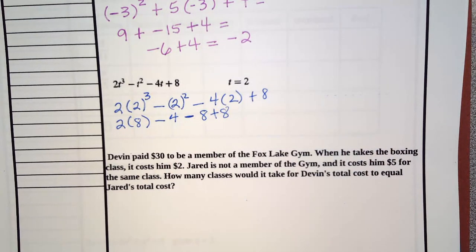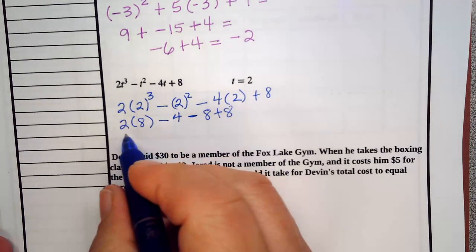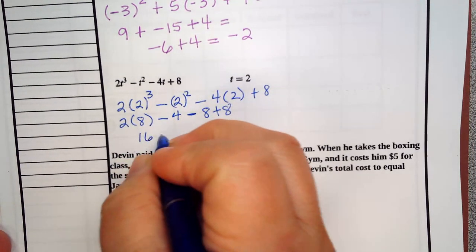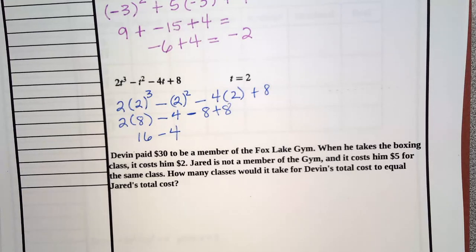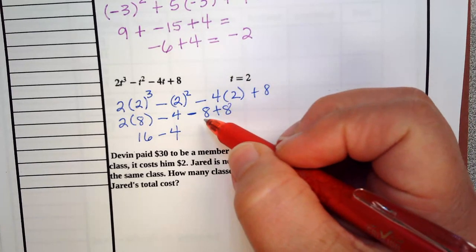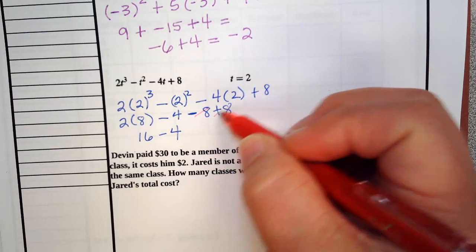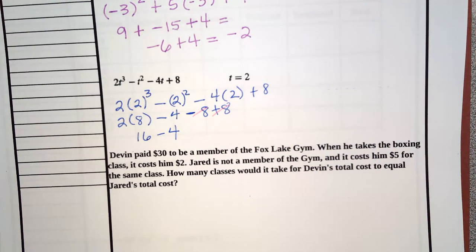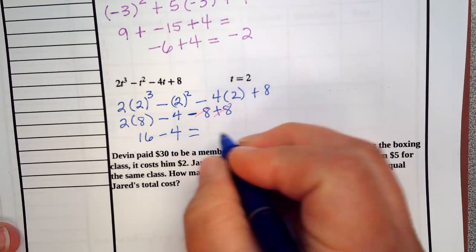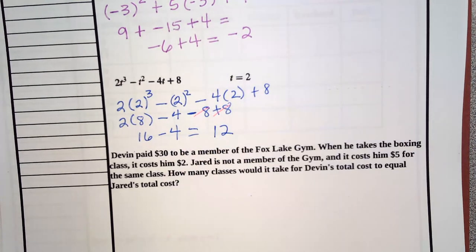What do you see happening again? Negative 8 plus 8 at the end. I will be ignoring them because I know that it doesn't do any good to subtract and then add the same thing back in. 2 times 8 is 16, minus 4. Once again, I've used my logical thinking. Negative 8 plus 8 will cancel each other out. That will be 0, and when you add 0, nothing happens. 16 minus 4 is 12, and we are done.